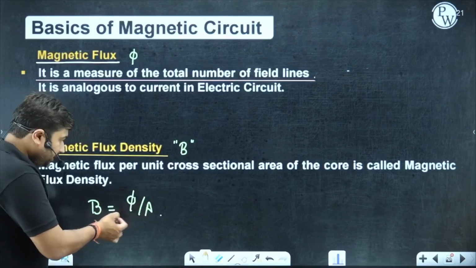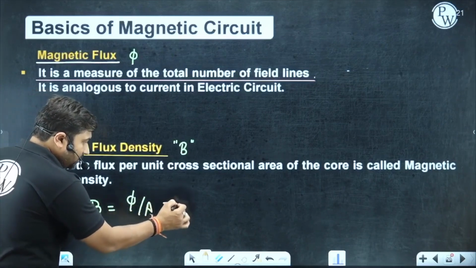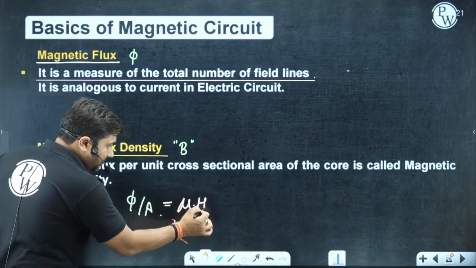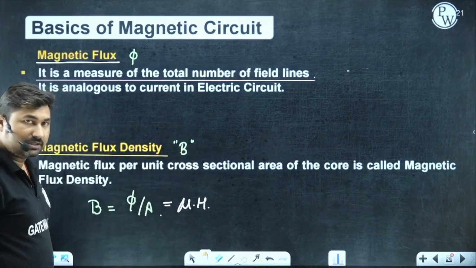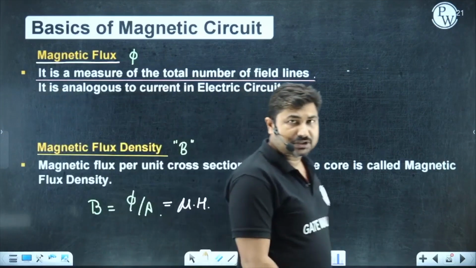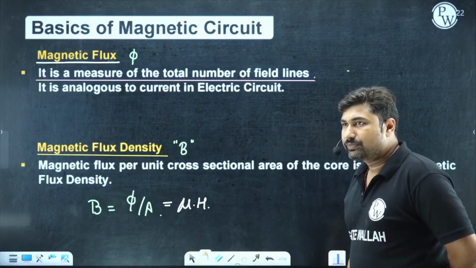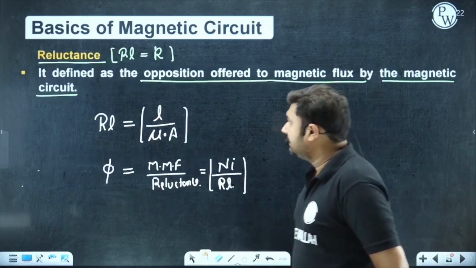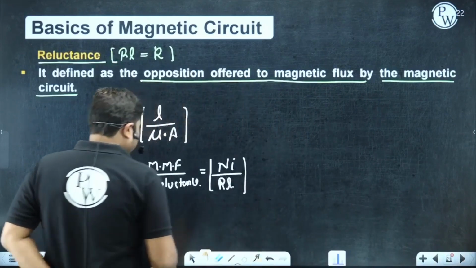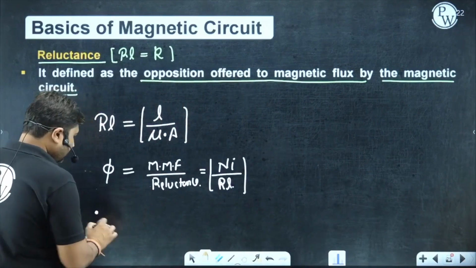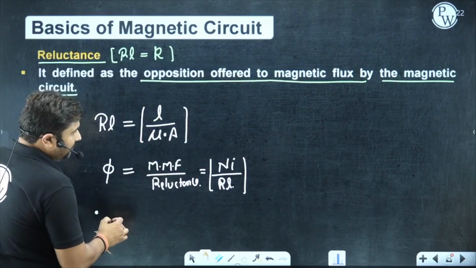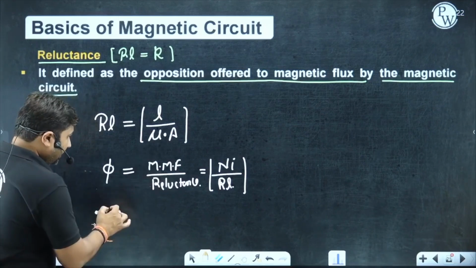Please write one more point I have missed here, that B is also mu into H. Soon I am going to define this. Okay. Yes, sir. Now please observe here. You can write, sir. Flux is equal to Ni by reluctance.